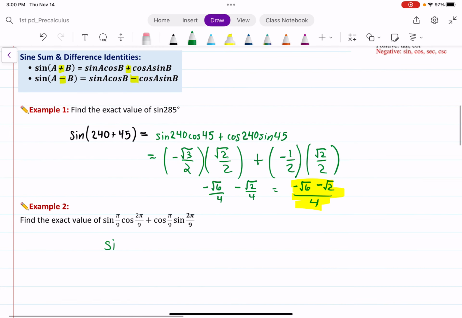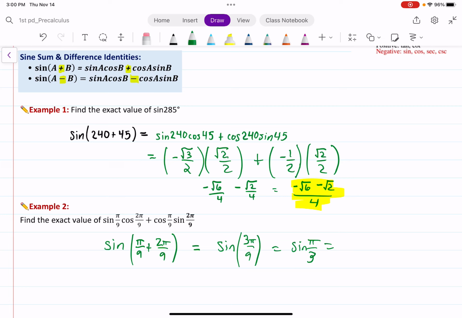So that means we have sine of pi over 9 plus 2 pi over 9. Well, if I simplify that, that's sine of 3 pi over 9, which simplifies to sine pi over 3. And what's sine of pi over 3? Square root of 3 over 2. Yeah. Boom.